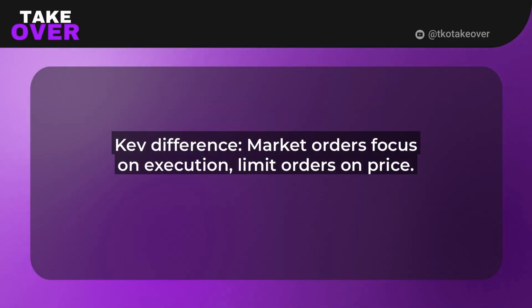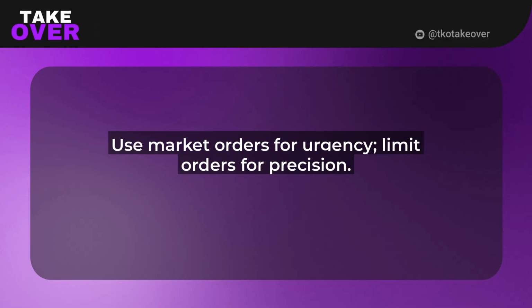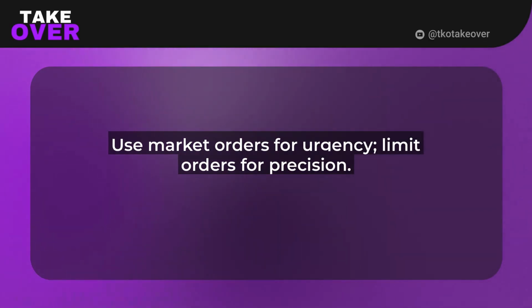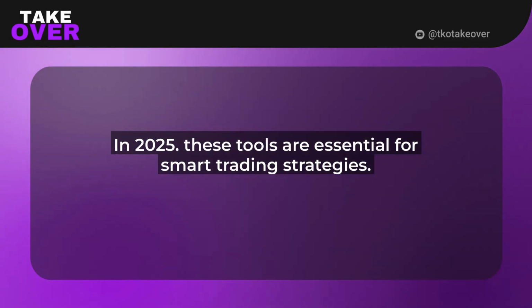So, what's the key difference? A market order prioritizes speed over price, while a limit order prioritizes price over speed. Think of it this way. Use a market order when you need to act fast, like during a big market move. But if you're playing the long game and want to lock in a good deal, go for a limit order. In 2025, with trading tech evolving rapidly, understanding these tools can give you a real edge. Whether you're day trading or building a portfolio, choose wisely based on your strategy.